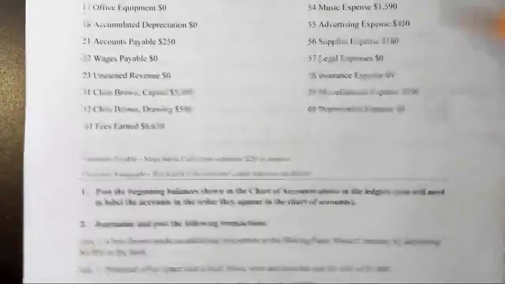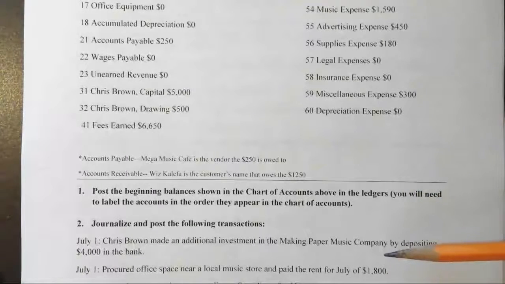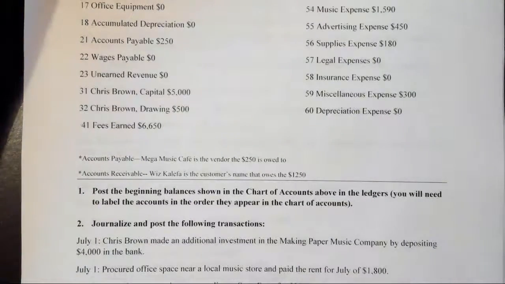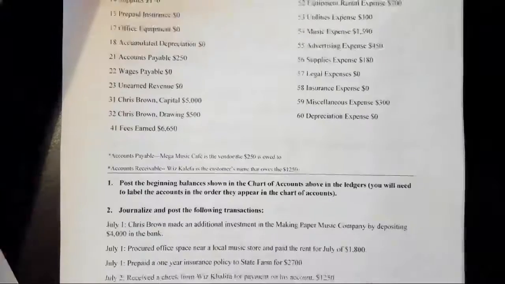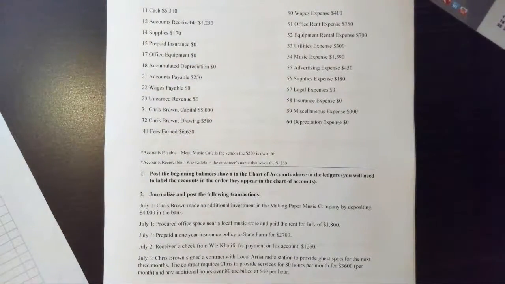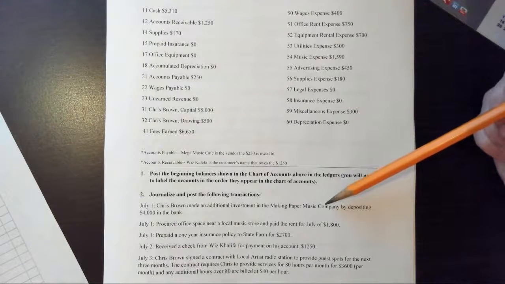The very first transaction down here, July 1st, Chris Brown made an additional investment in the Making Paper Music Company by depositing $4,000 in the bank. Well, if he's depositing $4,000 in the bank, one of the things that we need to consider is what accounts should we use when recording that particular transaction. So let's break this transaction down.